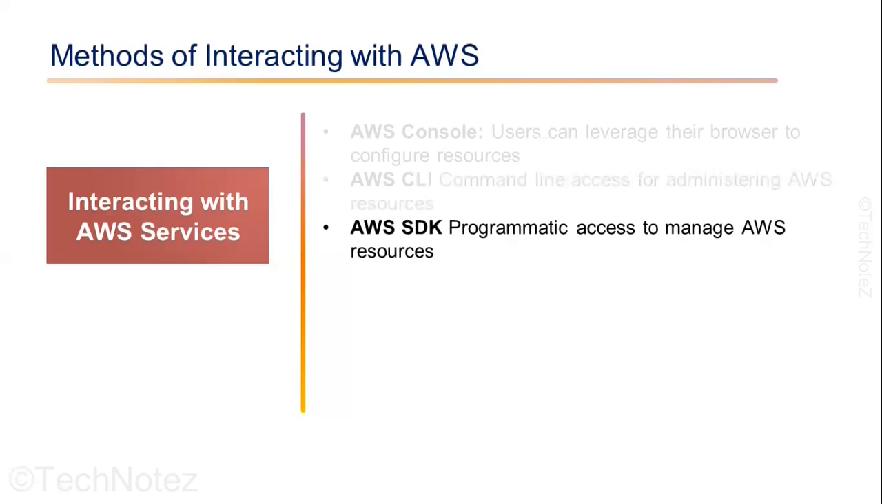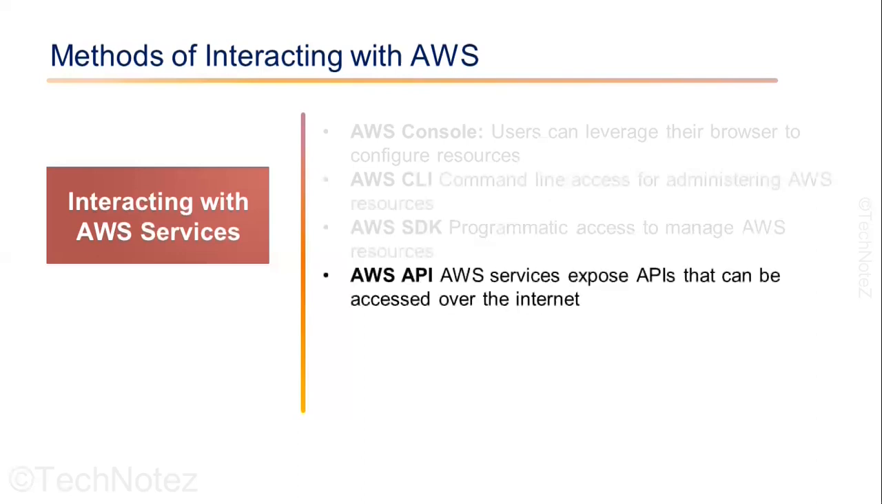AWS provides SDKs for several programming languages such as Java, .NET, Python, Ruby, and more. AWS Application Programming Interfaces: AWS services expose APIs that can be accessed over the internet using standard protocols such as HTTP and HTTPS. Developers can use these APIs to programmatically interact with the AWS services.